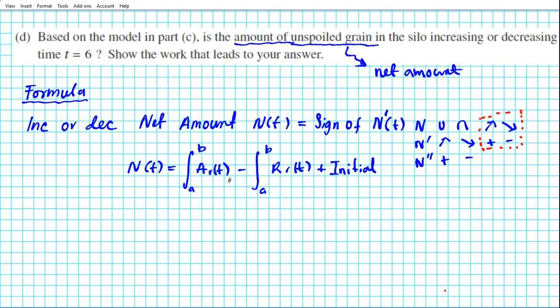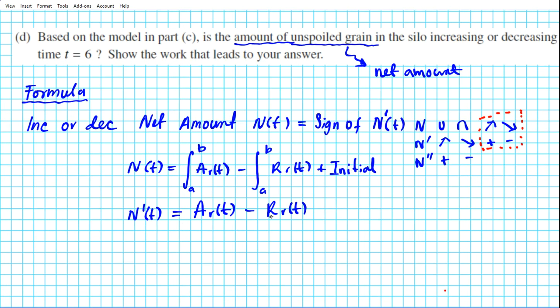Now this is n of t, the net amount, but we're looking for the sign of the derivative of the net amount function. So what do we do? We differentiate this function. Okay, so let's differentiate. So n prime of t, if you differentiate this right here, this becomes, you have the add rate AR of t, because the derivative undoes the integration, minus the removal rate, or R of t. And then this initial amount is a constant, it's like a number, okay, like 0 cubic feet. If you differentiate a constant, that goes to 0.